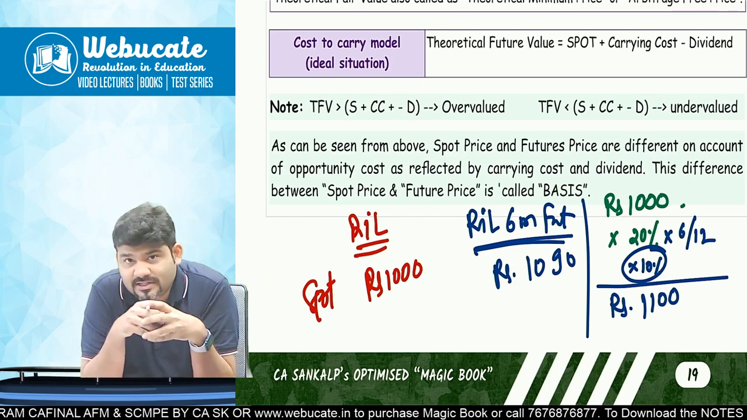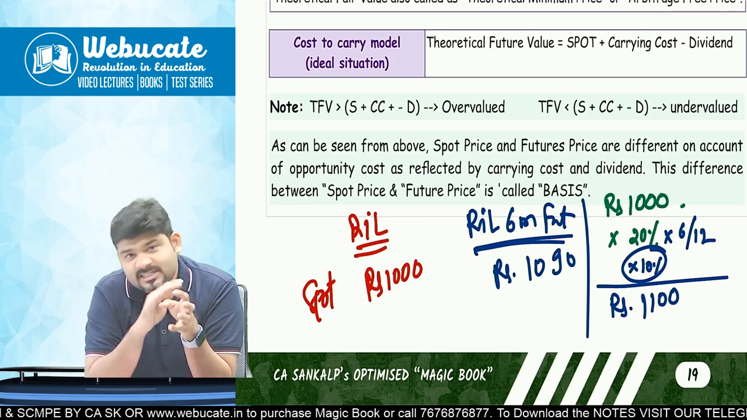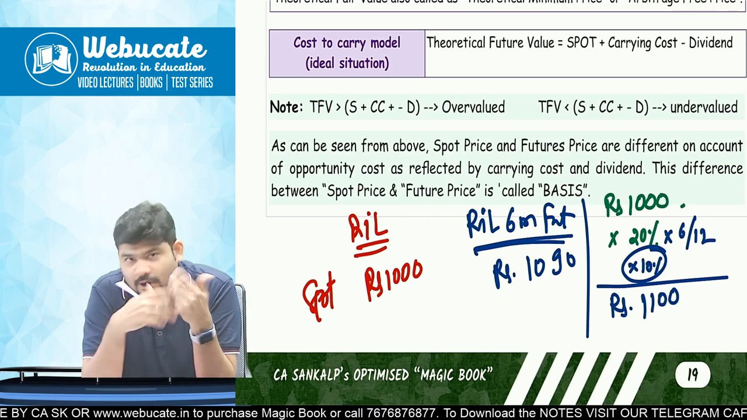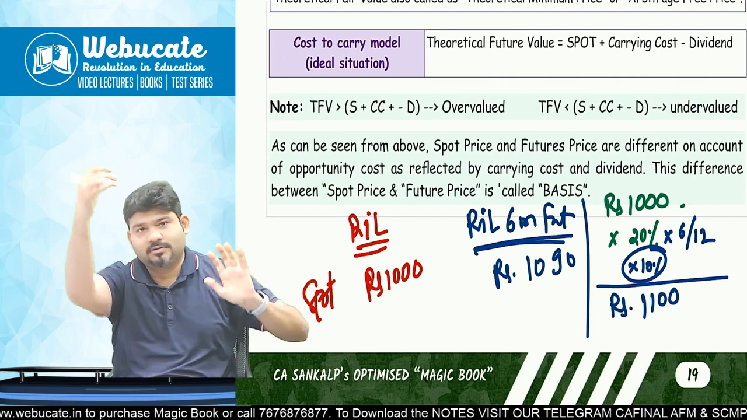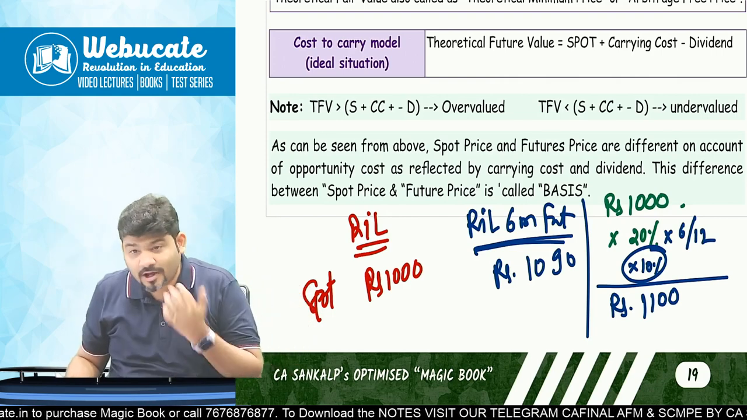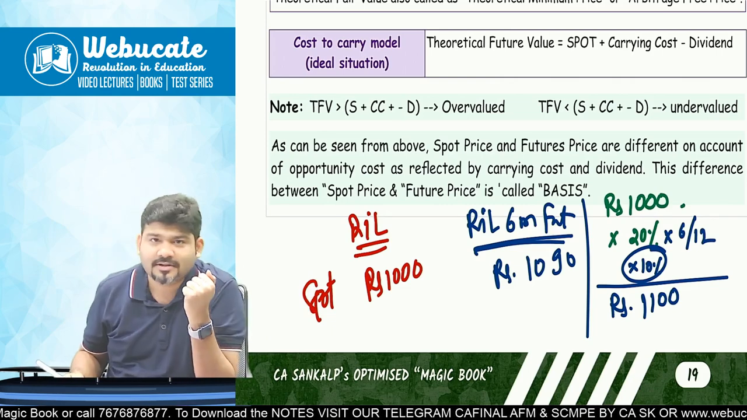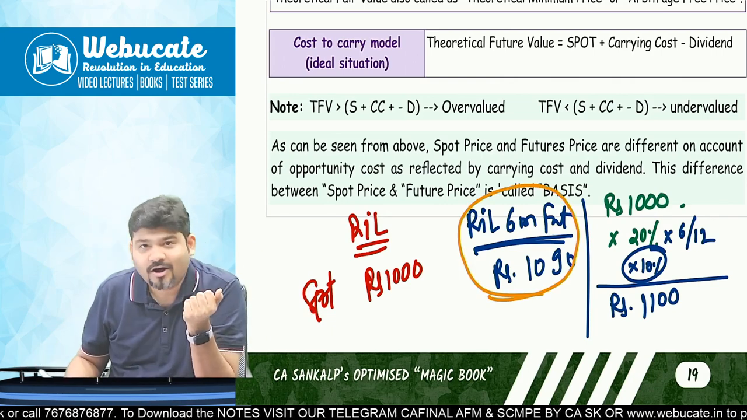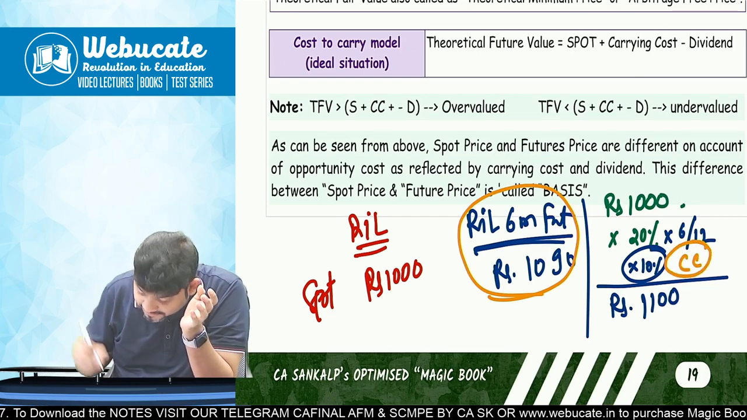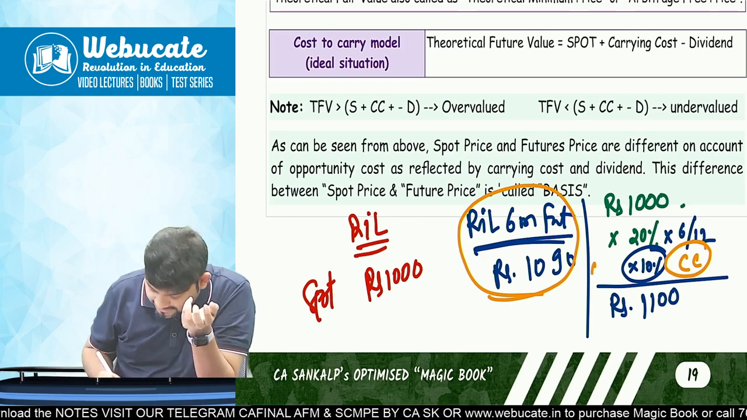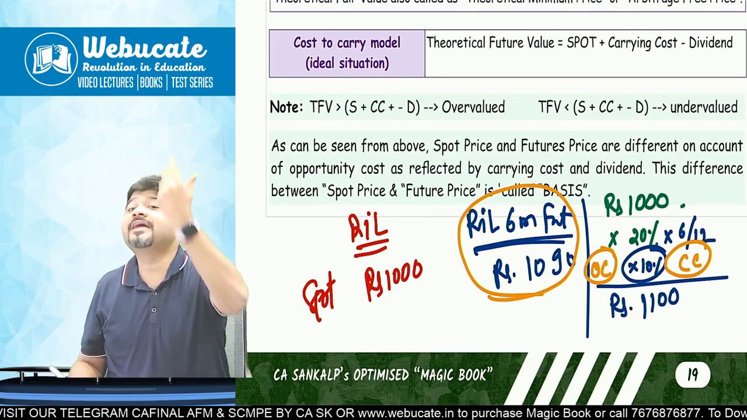So spot is 1000. If I purchase it, my money will get blocked. If my money is blocked, I would have earned 100 rupees, which now I am not able to earn if I would have purchased the spot. Now, the stock market is giving me this benefit, 100 rupees benefit, that even without paying 100 rupees, they are giving me that opportunity to sell or buy after 6 months. So that is where we adjust something called the carrying cost or the opportunity cost.